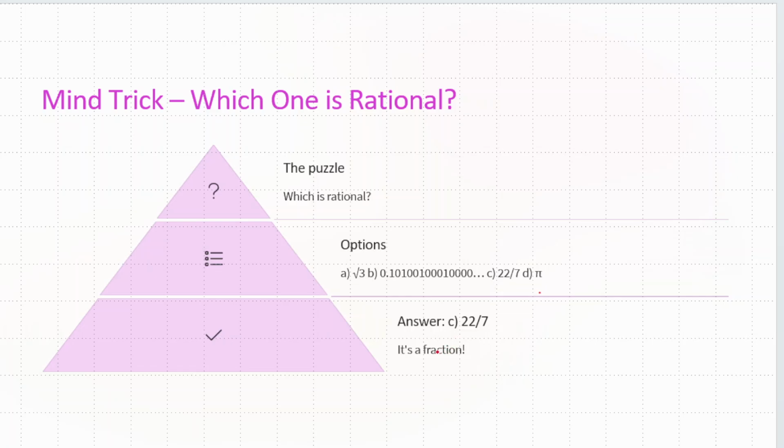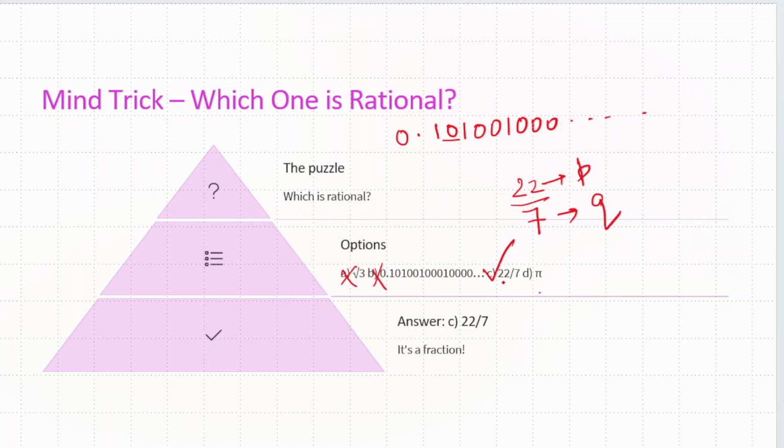Okay. So question. You have to tell which is rational. Square root 3. Square root 3 is not rational. We know. Now 0.101001000 and so on. Is there something which is continuously repeating? 10, 10, 10? No, no, no. Nothing is repeating. So this is also an irrational number. 22 by 7. Let's check 22 by 7. Is this rational? Yes, this is rational. Why? What is my p? 22. What is my q? 7. So this is a rational number. So the answer is C. Pi is again an irrational number.